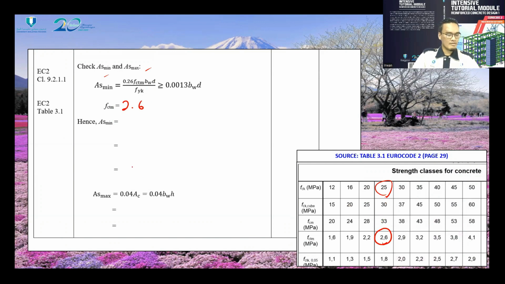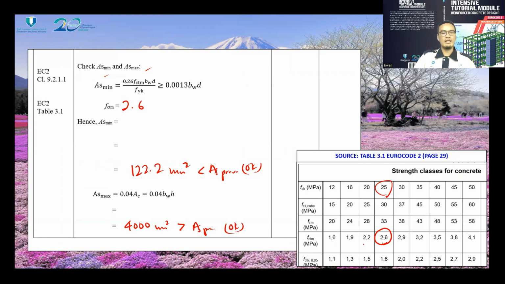You use any value. Okay, 122.2 mm square, and then this is lesser than As provided, so it's okay. And then how about the As maximum? Okay, 4,000 mm square, and this one is greater than As provided, so our design is okay.